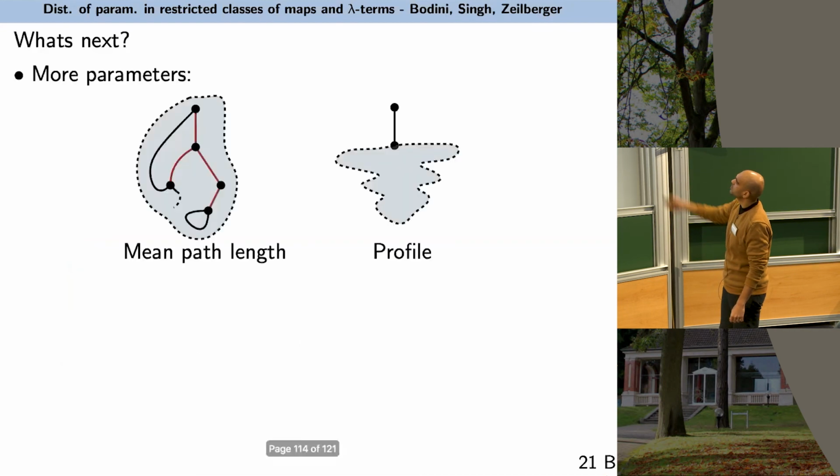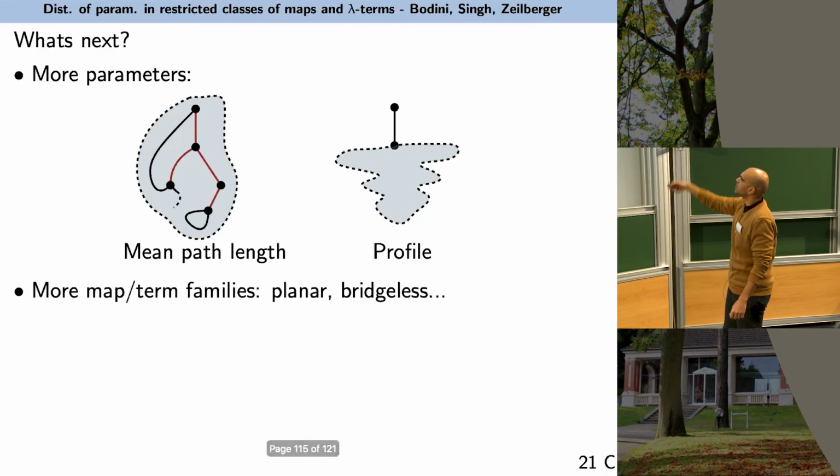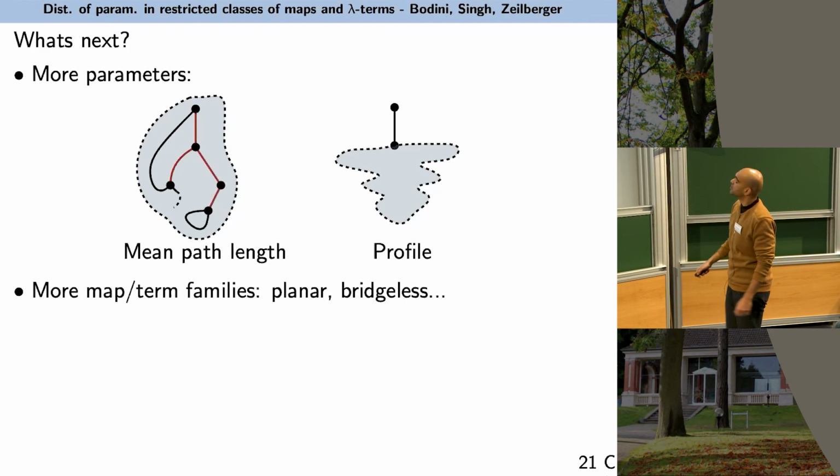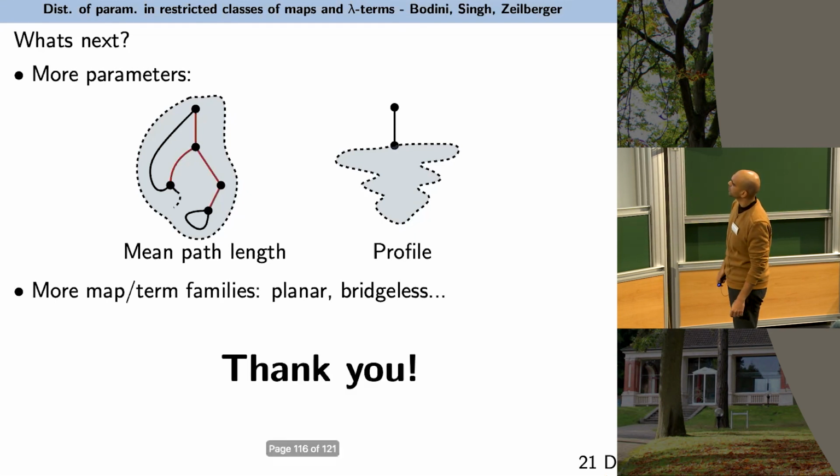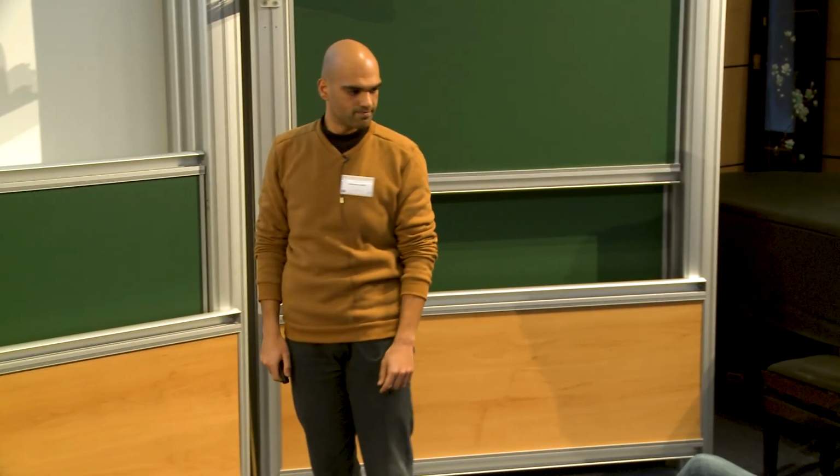So what's next? We would like, of course, to study more parameters, so mean path length, for example, profile of a map, etc. And of course, we would like to extend these connections between maps and terms to more families like planar maps, bridgeless maps. This has already been done in works by Noam Zeilberger. And we would like to look at the distribution of parameters in these too. That's it. Thank you very much for your patience.